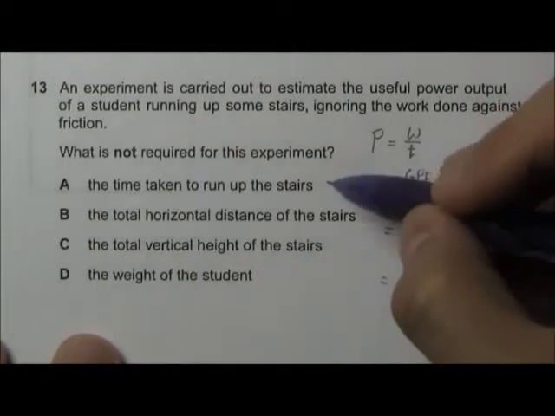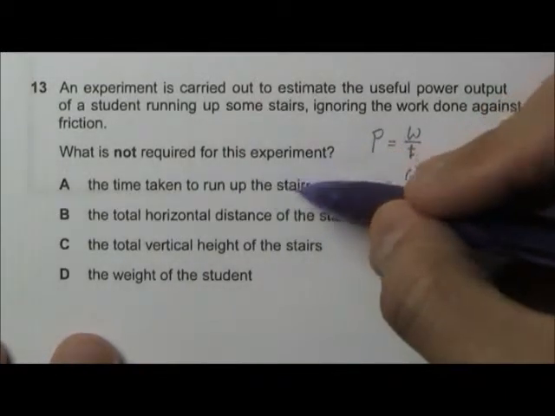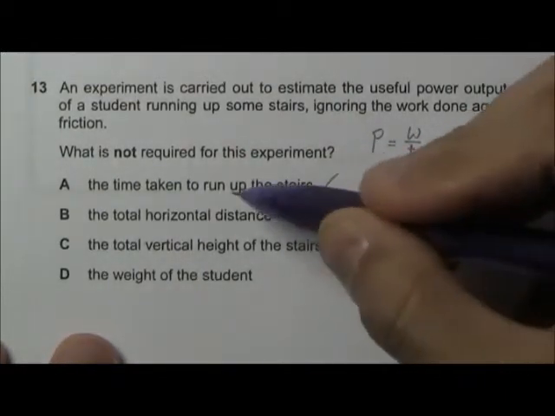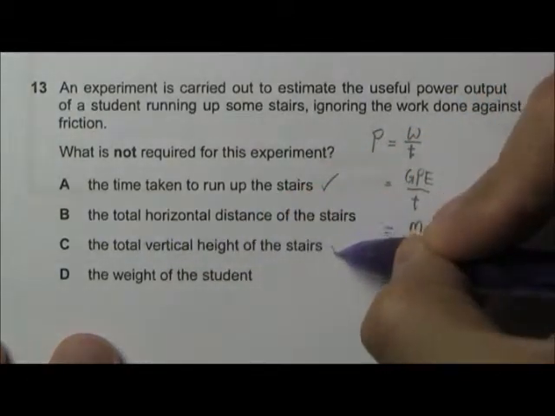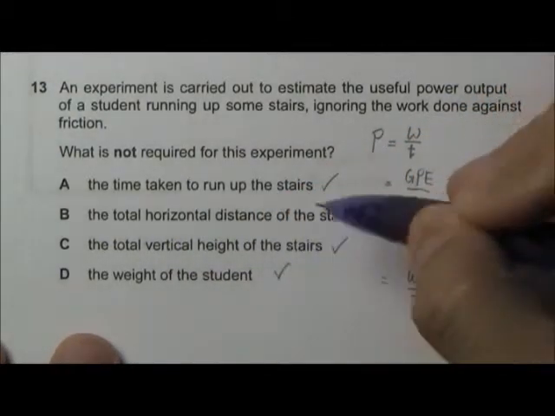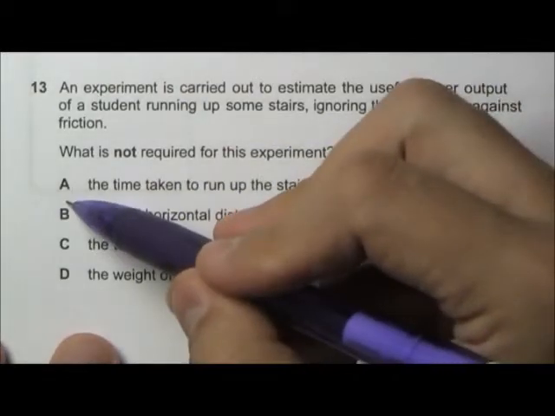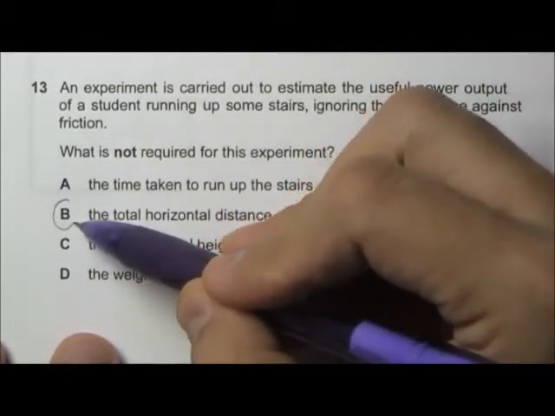So we need the time taken to run up the stairs. We need the total vertical height of the stairs, and we need the weight of the student. And so B is what we do not need, and it is the answer.